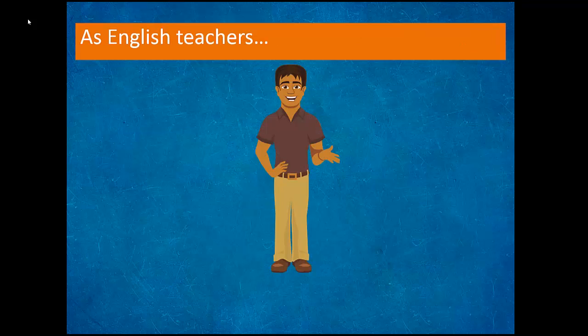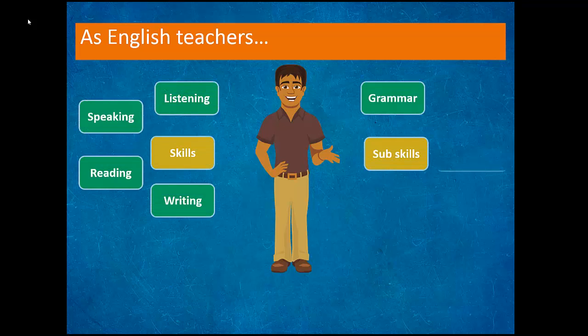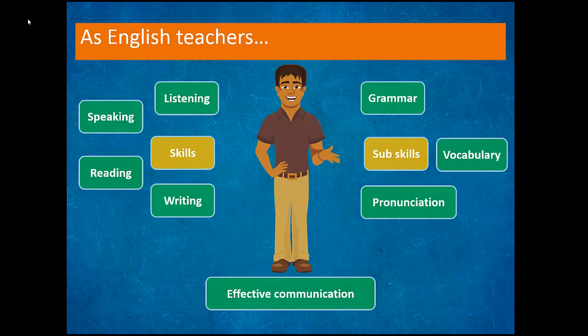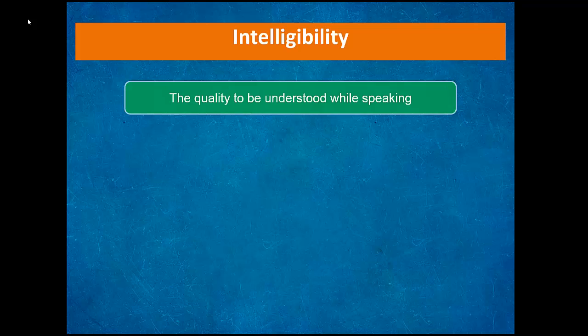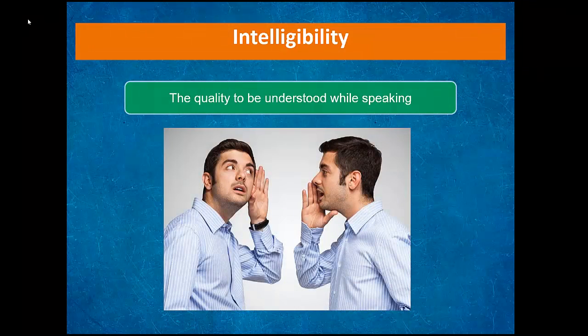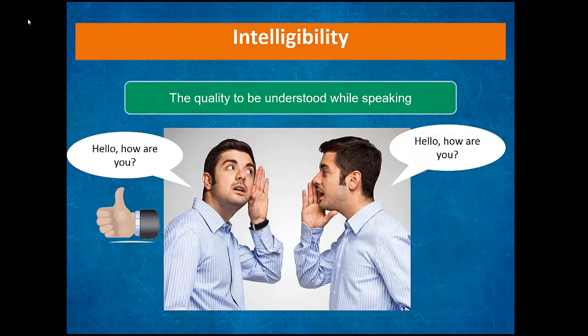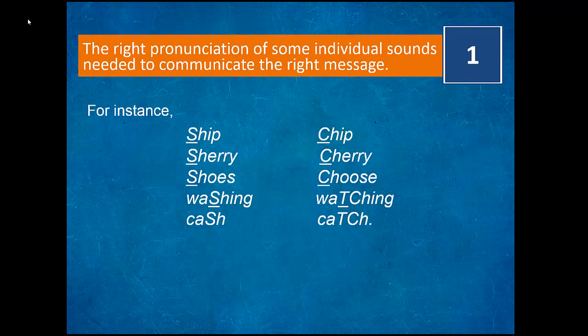Well, as English teachers, we have to keep in mind that the main objective of the whole process is to develop students' skills and sub-skills to communicate effectively using the target language. Pronunciation, of course, is one of them. So, our main goal about pronunciation is intelligibility, which is the quality of being understood while speaking. For this reason, we have to pay attention to 3 main pronunciation features as follows.